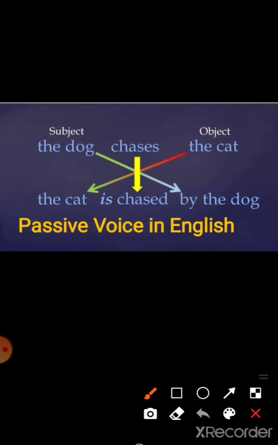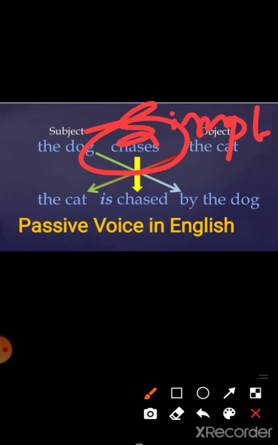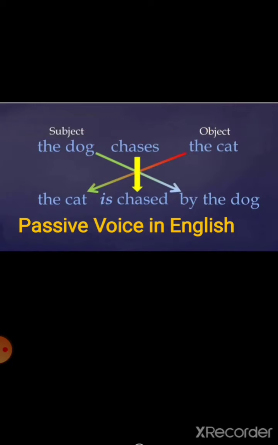So here the second thing you will notice is the tense of the verb chases. That means it is written in simple present tense. So the verb is written in simple present tense. That means you cannot change the verb in a passive voice. You cannot make it to past tense.